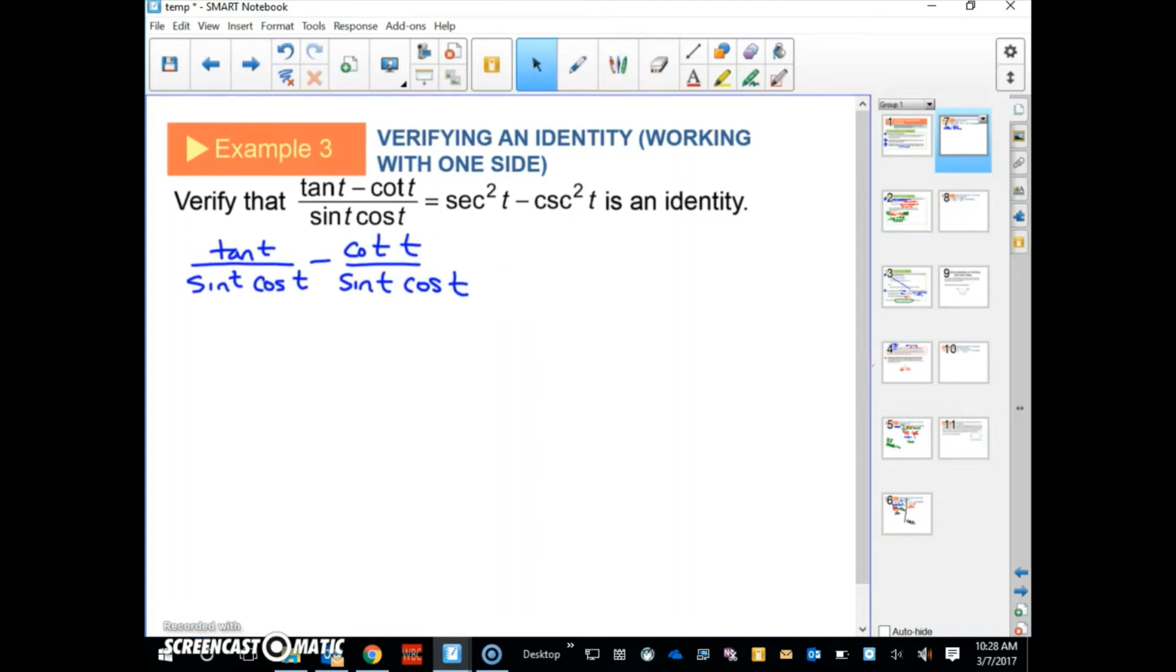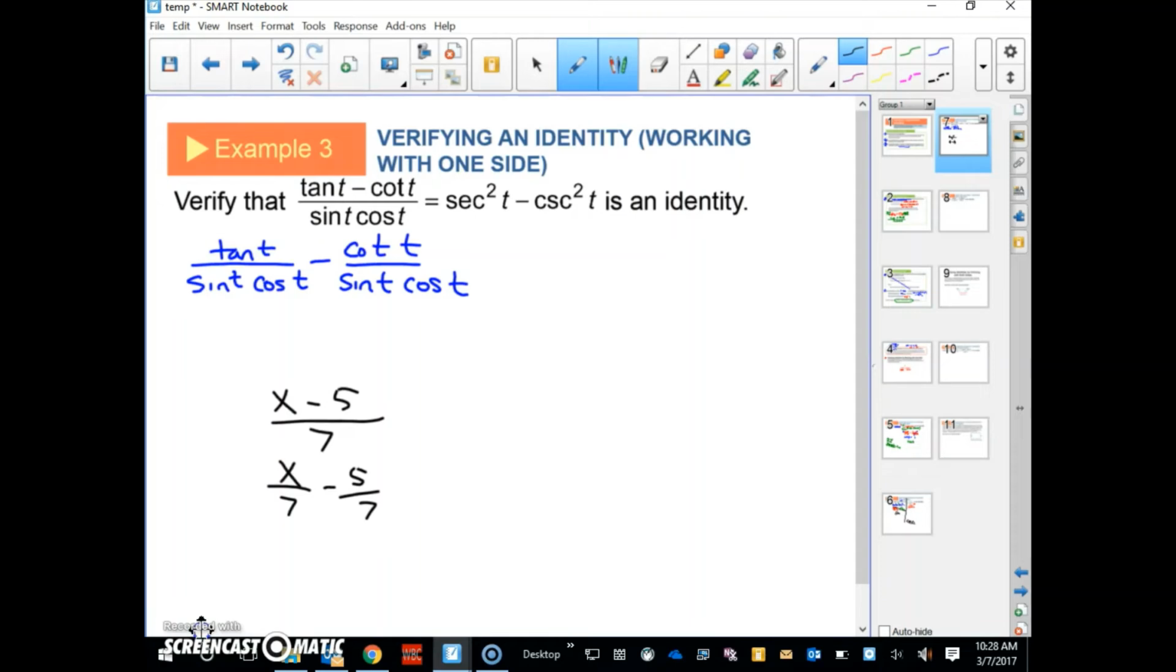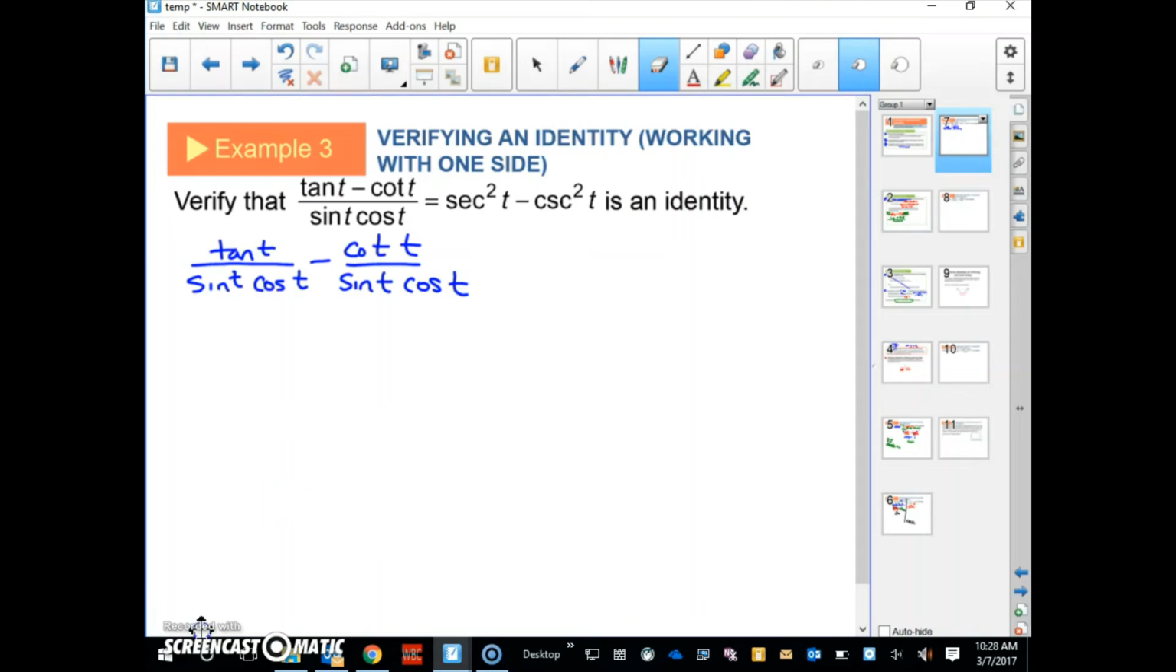Try to keep your left side lined up with your left side in case you want to switch over and start working on that right side. But all I did was split up my fraction. Imagine if you had x minus 5 over 7. That's the same thing as saying x over 7 minus 5 over 7. That's all I did. Okay? All I did was split up into two fractions. Normally, you wouldn't think that would help, but it does when you're trying to cancel things, and that's what's going to happen. Hopefully something will cancel out, and I can clean this up, and it will look more like the right side. It looks nothing like it at this point.